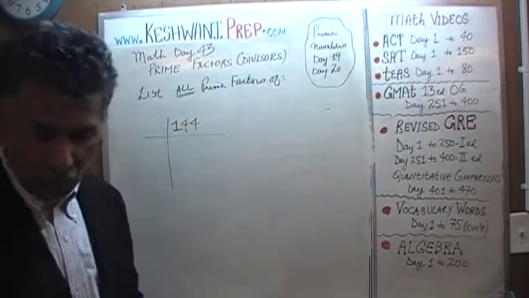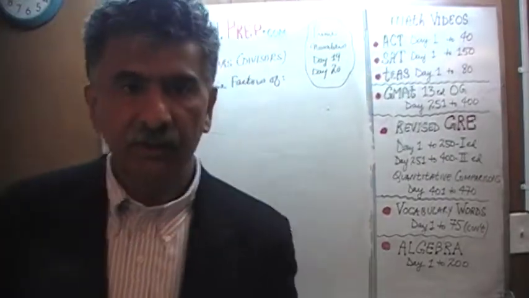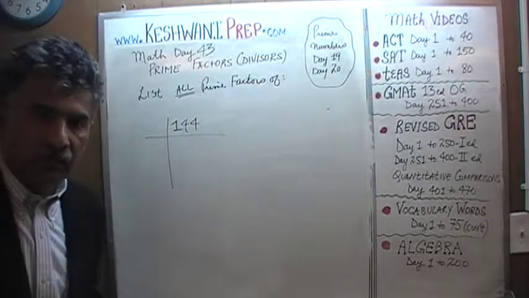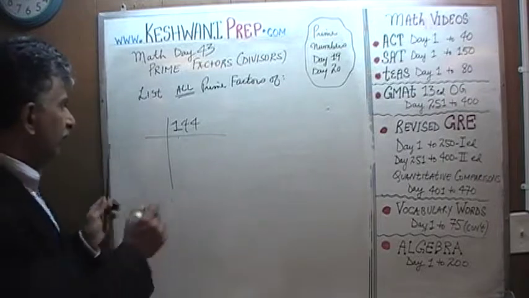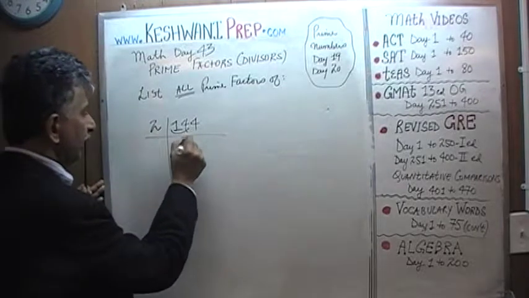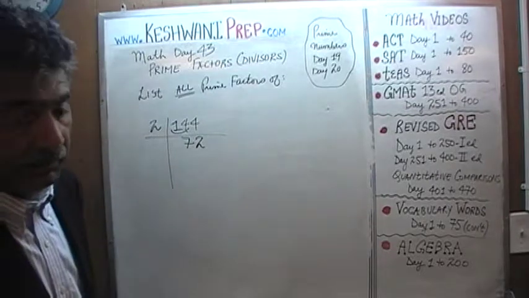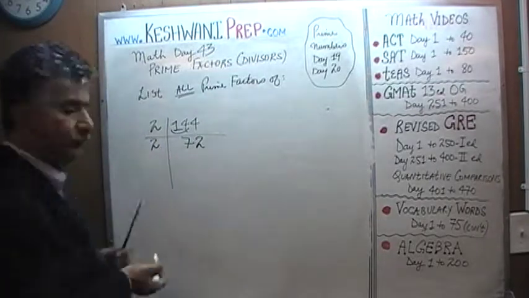we must start dividing it by the lowest prime factor that we can find. The lowest prime factor that we can find that 144 goes evenly into is 2, because it's an even number. Let's divide by 2. 14 has 7 2's and 4 has 2 2's. 72 again turns out to be an even number. Let's divide by 2 one more time.